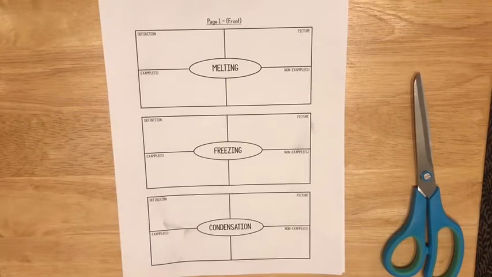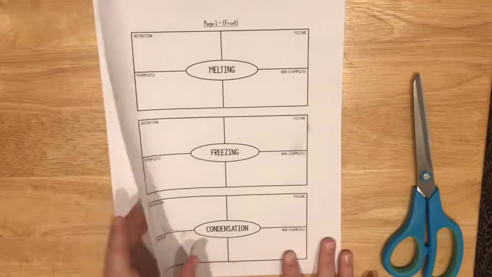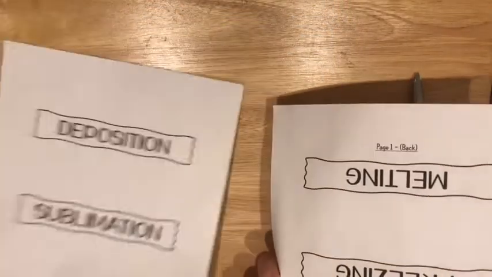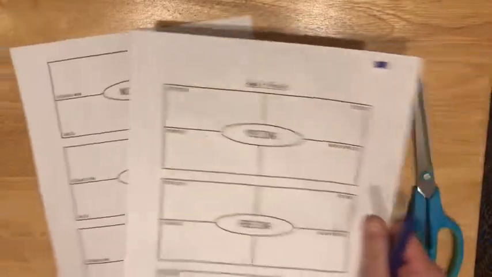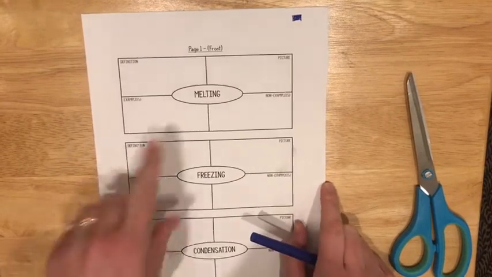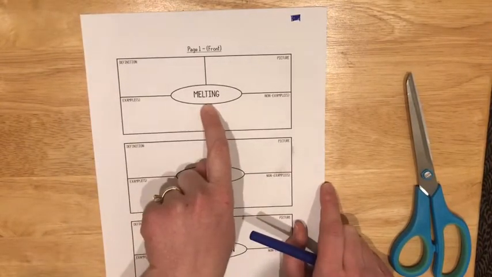Alright, this is how you're going to do your foldable. So you have your two pieces of paper that you've gotten, has your terms on one side and your Frayer models on the other. So we're going to work through the first one together. So if you will get yours, and we're going to find the one that says melting.